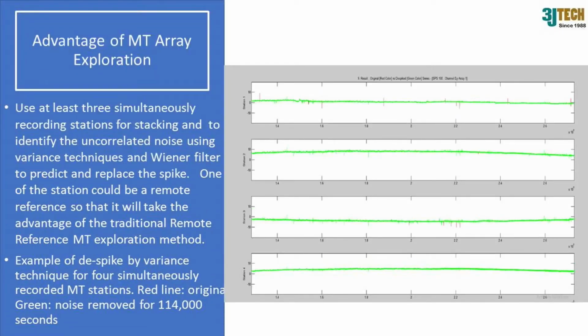For array data acquisition, we use at least 3 simultaneously recording stations for stacking and to identify the uncorrelated noise using variance techniques and Wiener filter to predict and replace the spike. One of the stations could be a remote reference so that it will take the advantage of the traditional remote reference MT exploration method. Example of the spike by variance technique for 4 simultaneously recorded MT stations on the right-hand side of the slide. The red line is the original curve while the green line represents noise removed for 114,000 seconds.